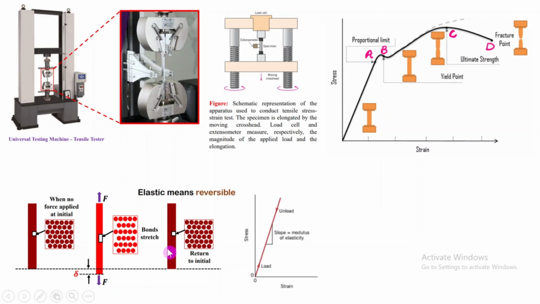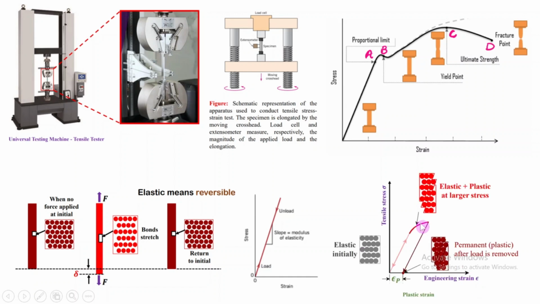and if we remove that external force, this sample again comes to its original length and its original diameter. So here Hooke's law is valid. Stress is directly proportional to strain within the elastic limit, and the elasticity is also present.